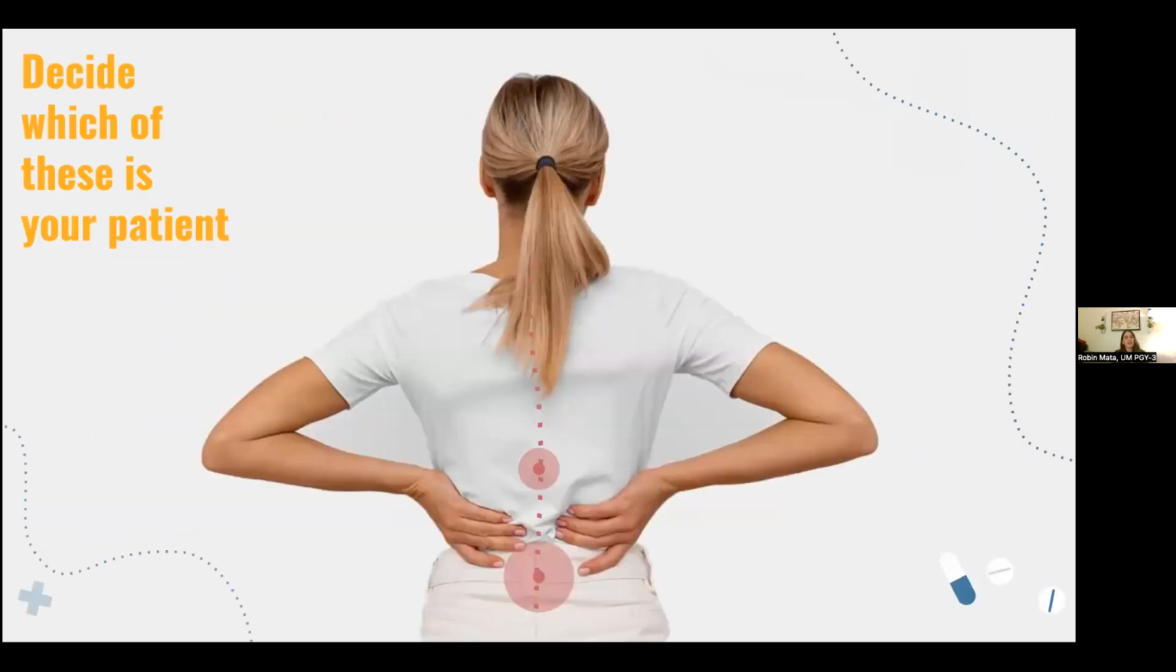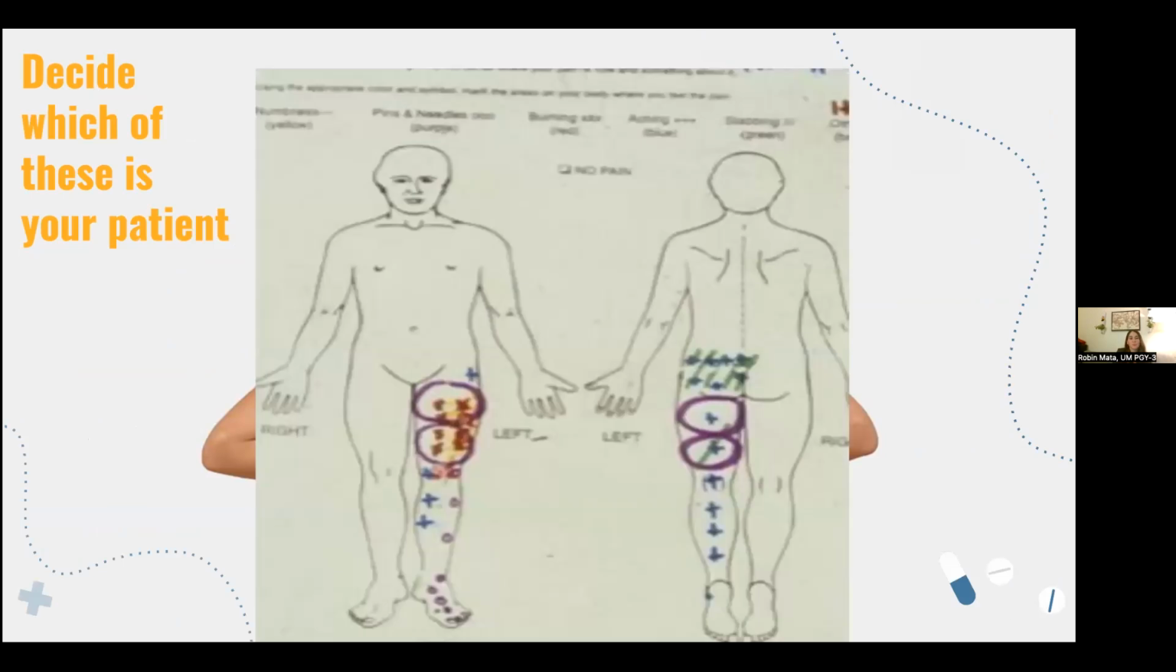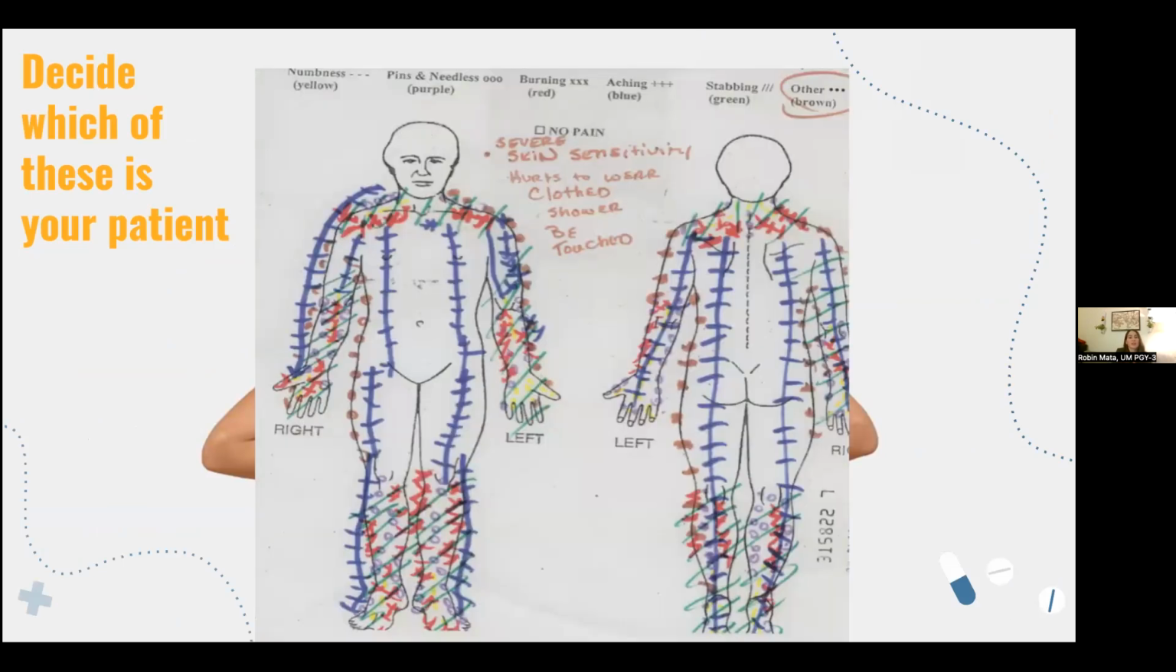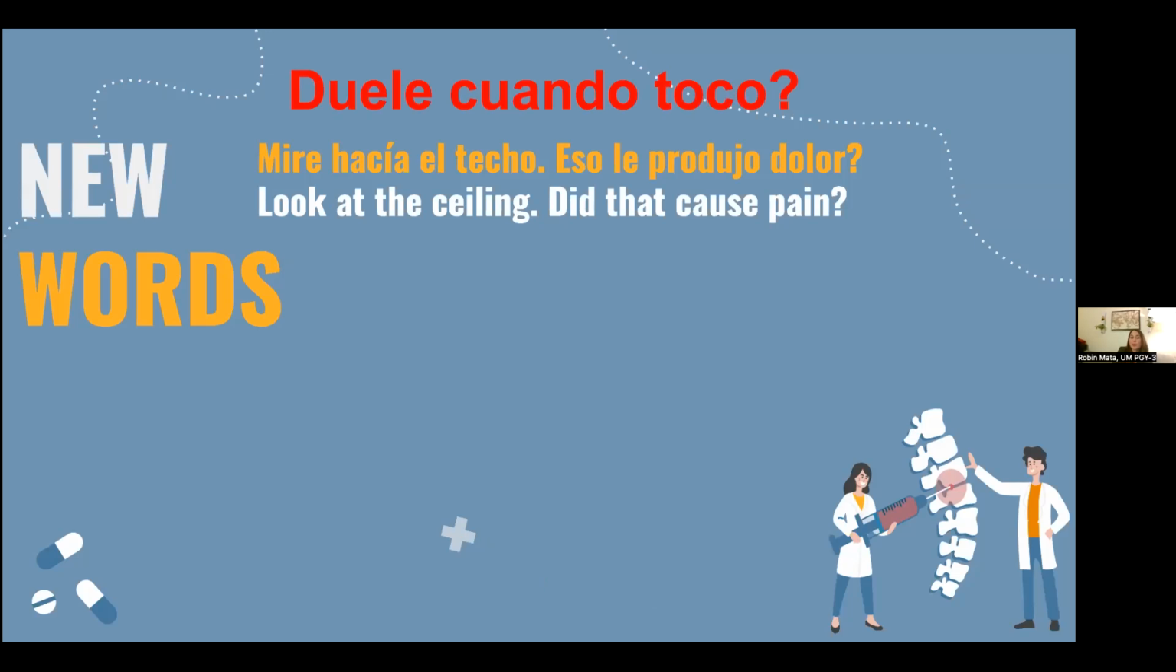So just to revise, decide which of these is your patient. Is your patient low back? Is your patient hip? Is your patient leg? Or is your patient everything? And then the new words or phrases are duele cuando toco, mire hacia el techo, that you can use to get your patient to extend their back. And if you want to be fancy, eso le produjo dolor.